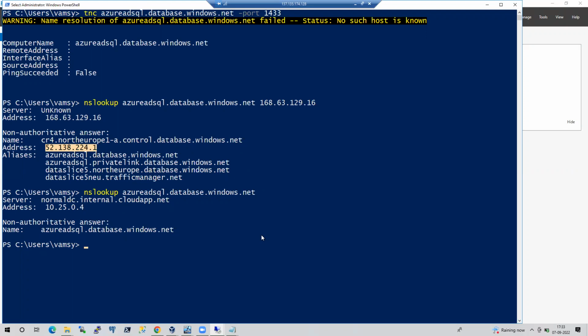So actually, normal SQL is your IIS, right? IIS on Azure, on Azure with custom DNS. Okay, with custom DNS, correct. Yeah, with custom DNS.